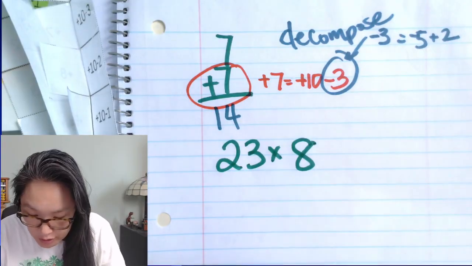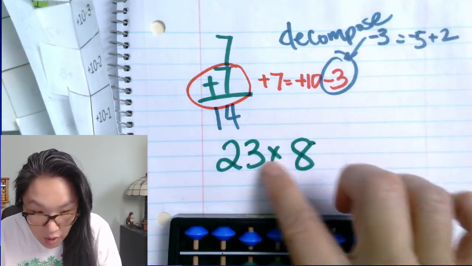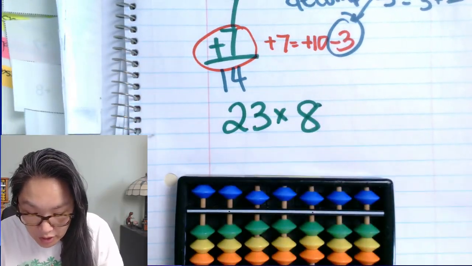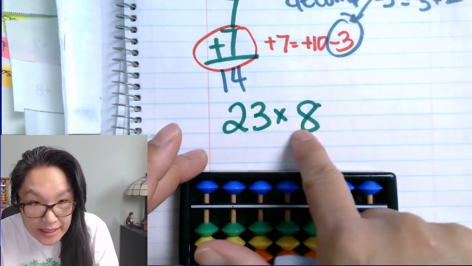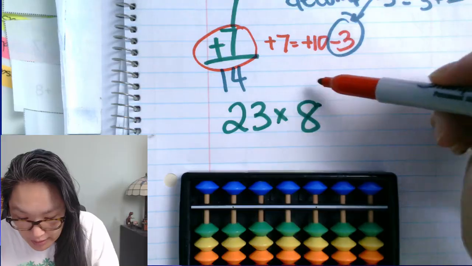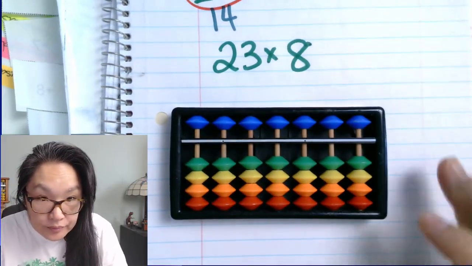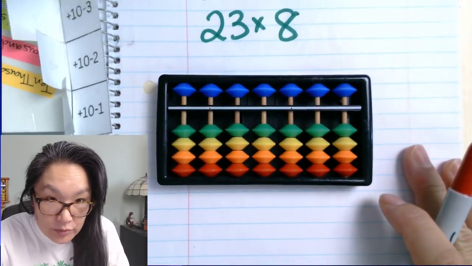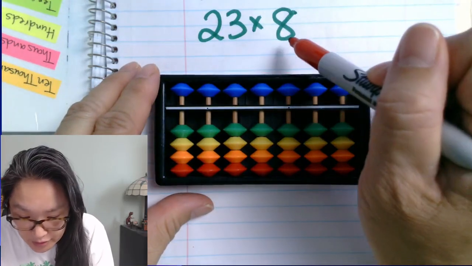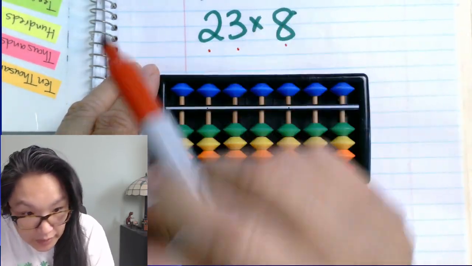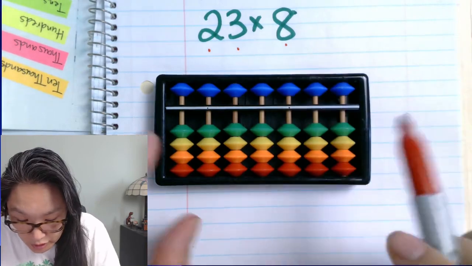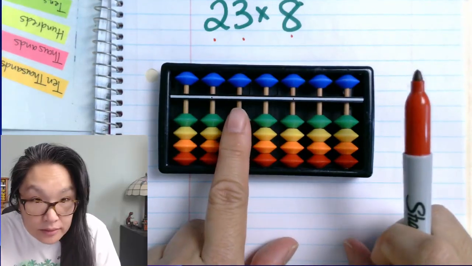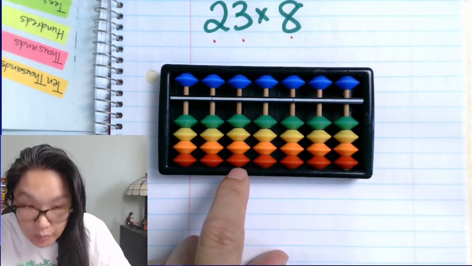So the first thing we need to do, after they know the multiplication, is figure out how many digits are here. This is the question: how many digits do we have? We have 3 digits. How do I know? 1, 2, 3. So what we're going to do is put it on the abacus. 1, 2, 3. On the abacus, this is where I'm going to put my answer.